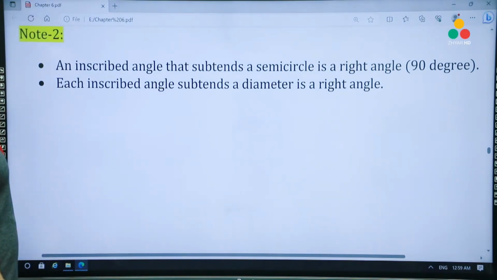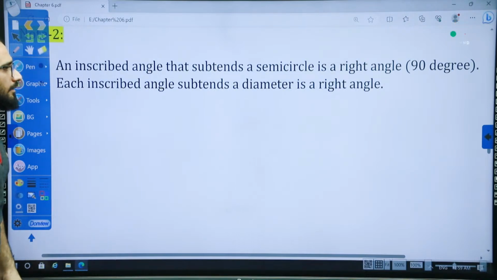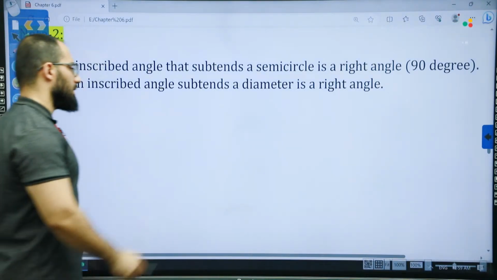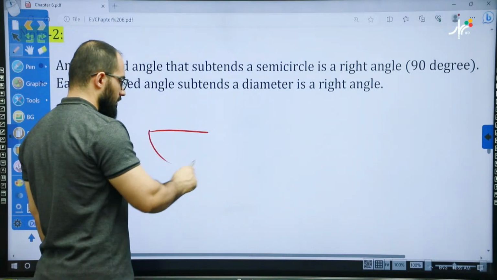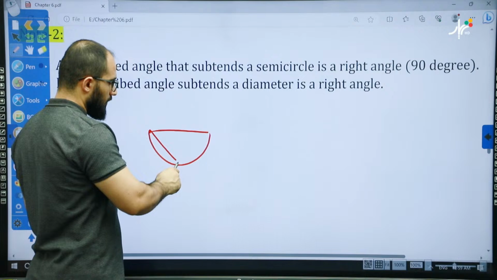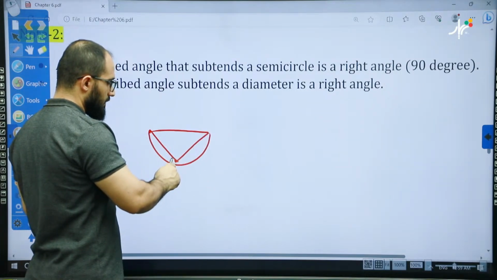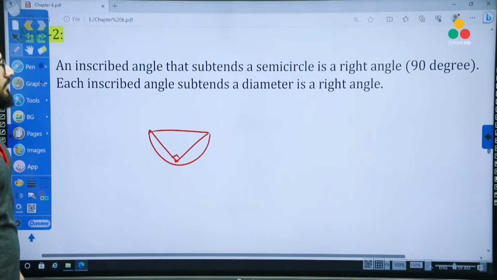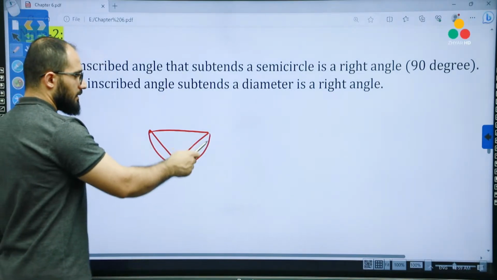Again, we have another note. It says an inscribed angle that subtends a semicircle is a right angle. It's quite easy because this is a semicircle, and it is subtended by an angle here. It means the angle is a right angle. So an inscribed angle that subtends a semicircle is a right angle. This is the semicircle.